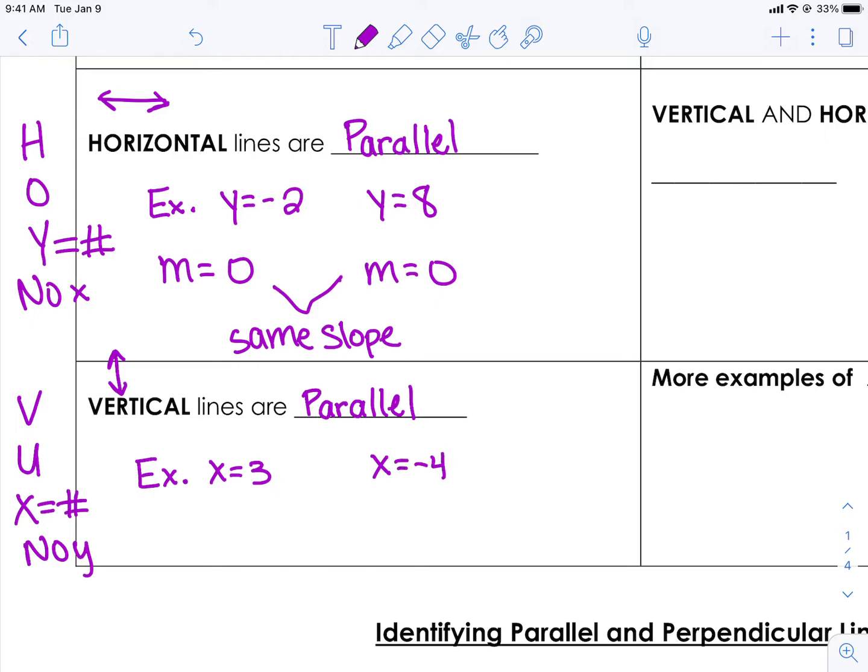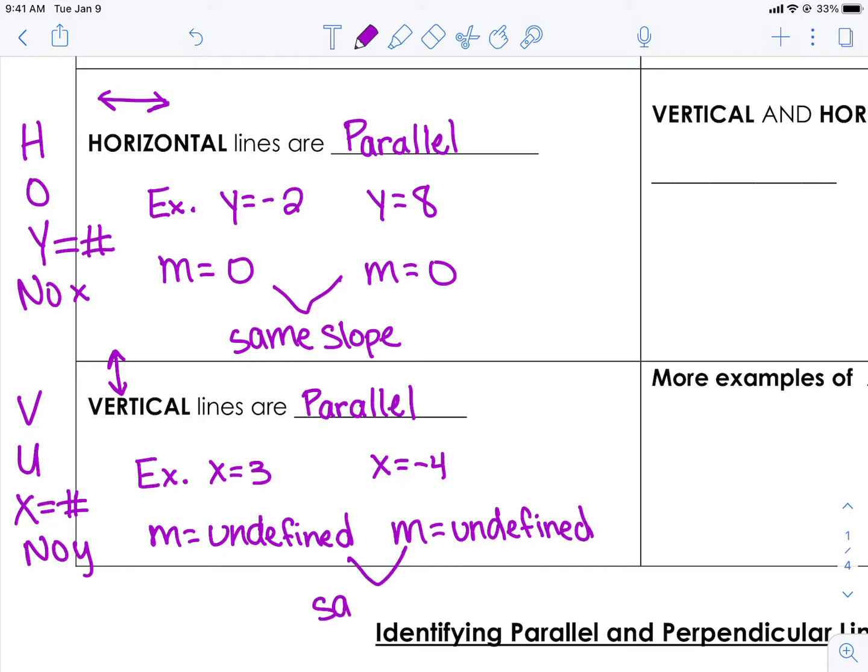Okay, to identify the slope, again, because it's just x equals a number and there's no y, the slope is undefined for both of them. And because our slope is undefined for both of them, that means they're the same, which makes them parallel.